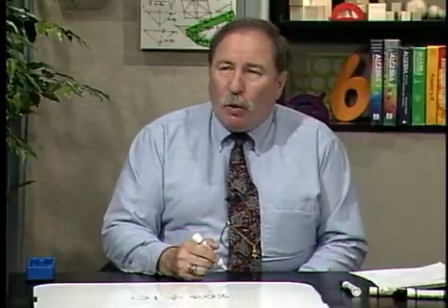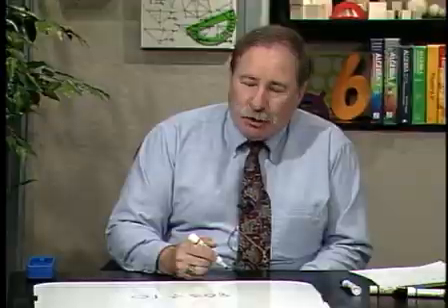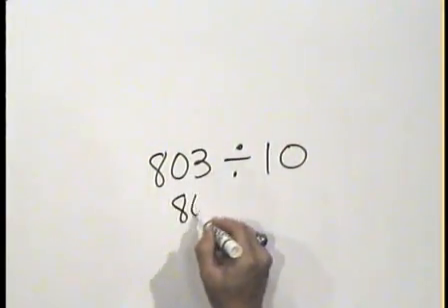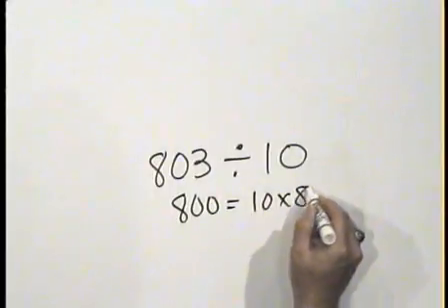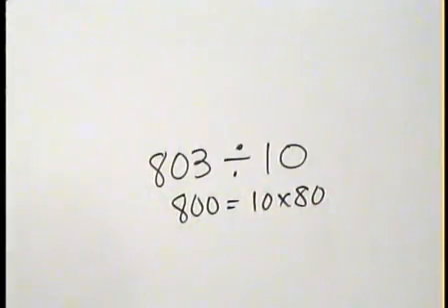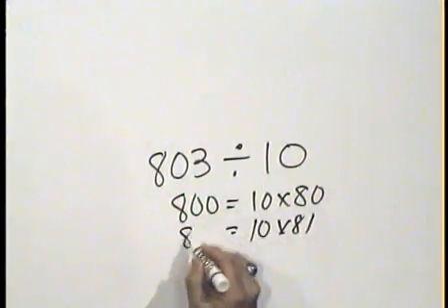Okay, let's see. 10 times what? Well, we know that all numbers that are obtained by multiplying by 10 end in a 0. So let's try 800. 800 is going to be 10 times 80, since we know that when we multiply by 10, we just stick a 0 on the end. So 10 times 8 is 80. Now, how about 10 times 81? Well, that's going to be 810.